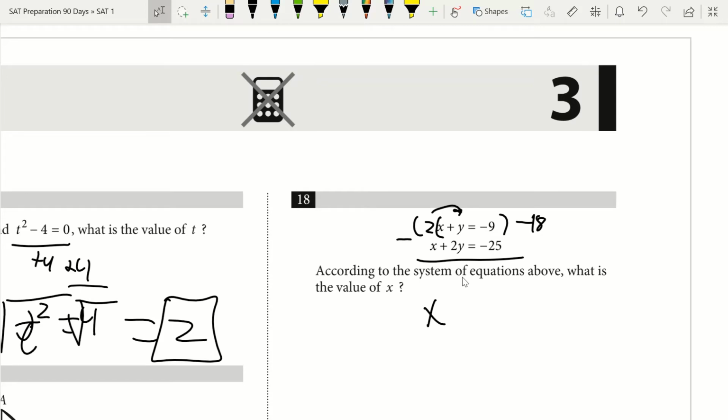Negative 18 minus negative 25, that's negative 18 plus 25, which will give me positive 7. So then x is going to have to equal 7. Answer for 18 will be 7 then.